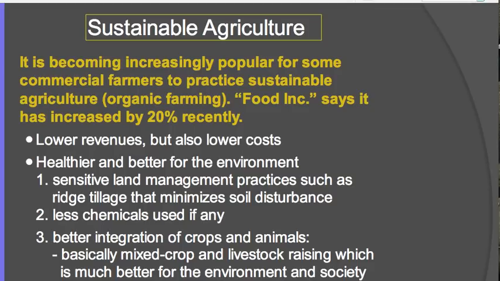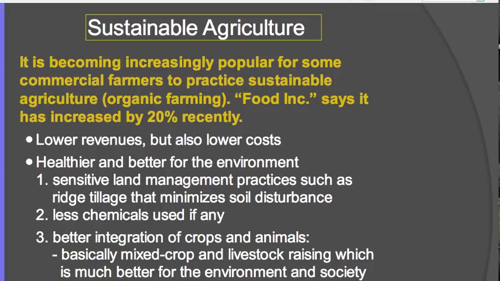It's not using chemicals. It is integrating crops and animals, because that mix of crops and animals is actually much better for the environment. It includes sensitive land management practices, such as ridge tillage. You want to maintain the fertility and health of the soil, which ridge tillage does. So: sensitive land management, lack of chemicals, and integrating the crops and animals. It's all better for the environment, better for people's health, and so this is just a couple pictures.